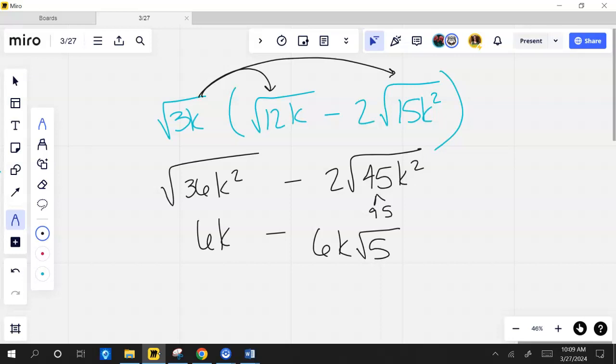That's what I got. Is that what y'all got? 6K minus 6K. Okay, under what? Oh, there is. There is. Sorry. Thank you. Can I combine those? No, I can't. They're not like terms, so I cannot combine them. What you think?